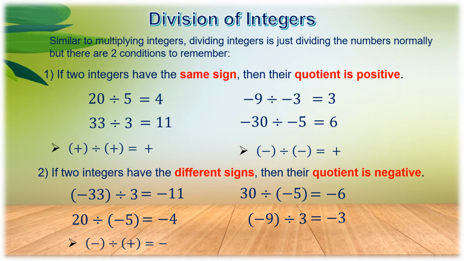So therefore, remember that negative divided by positive is equal to negative. And positive divided by negative is equal to negative. So if two integers have different signs, then their quotient is negative. Now let us find the value of the following. Supposing we have negative 100 divided by (2 plus 8).